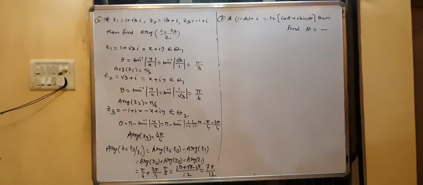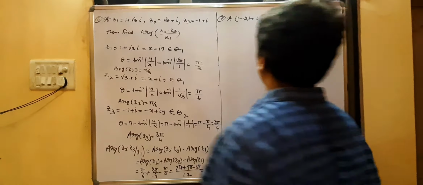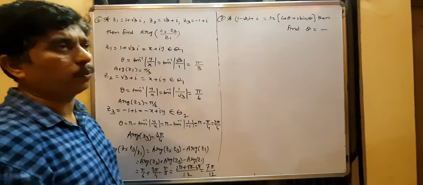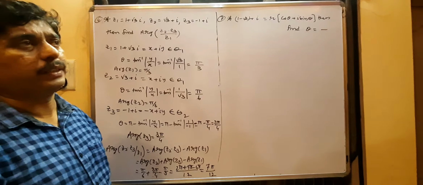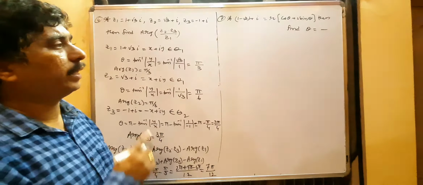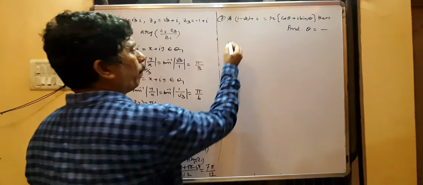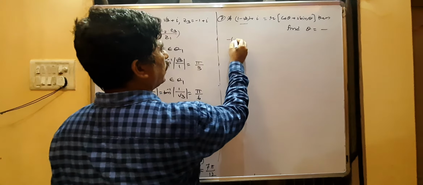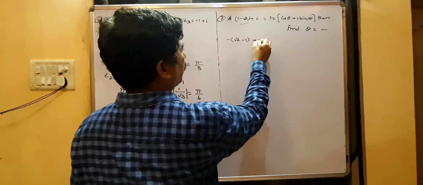Next question. 1 minus root 2 plus i. Root 2 value is 1.414, so 1 minus root 2 is minus 0.414. That means the real part is negative here. So taking minus common from this, we get minus of (root 2 minus 1 plus i).